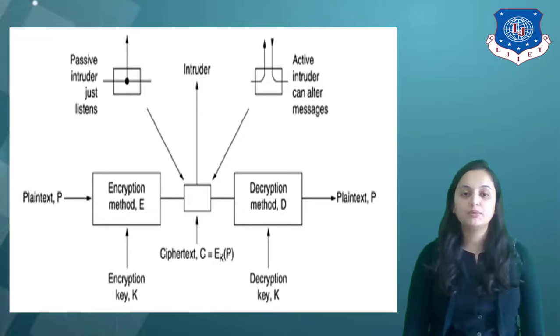Here there are two types of intruder which can try to access the information which is transferred using the channel. The first type is the passive intruder and the second one is the active intruder. Passive intruders are those who just listen to the channel, they cannot alter the data. Whereas active intruders are those who can listen to the data as well as alter the message which is to be transferred.